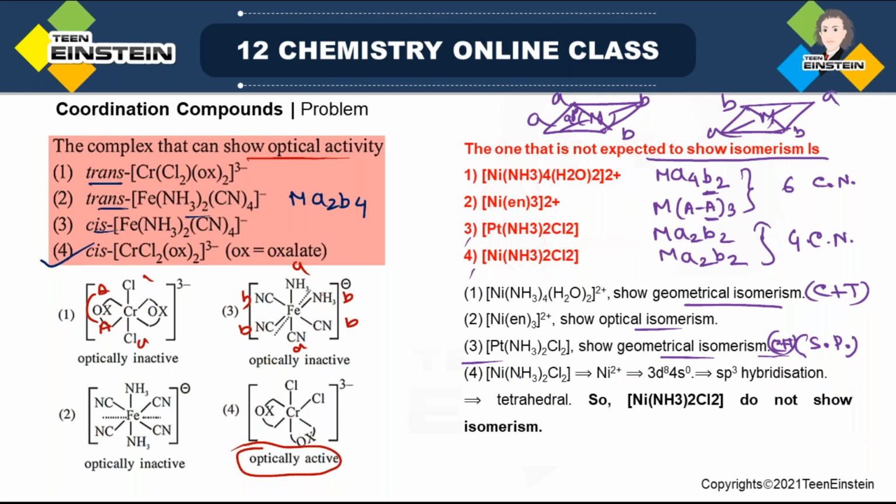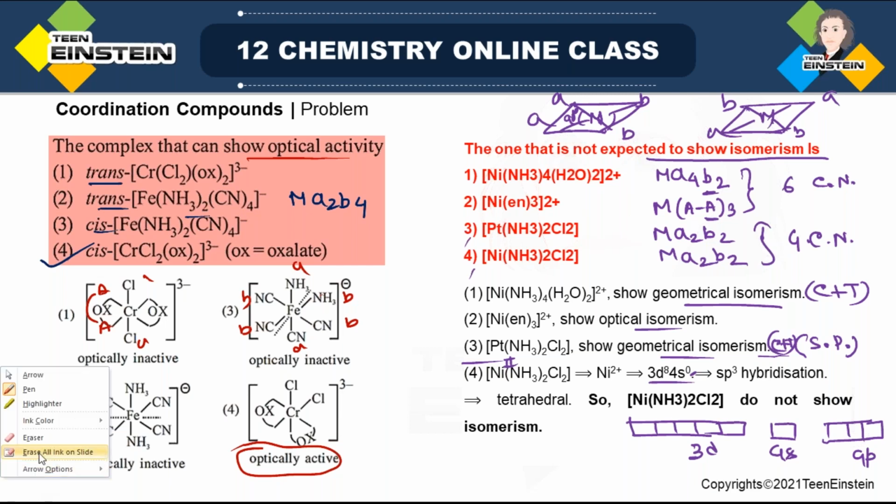The last one is tetrahedral. Here, nickel has oxidation state 2, and its configuration is, under normal condition, that is when nickel is 0, 3d8 4s2 after argon. But when it is in 2+ oxidation state, the 2 electrons from 4s are removed, and it is only 3d8. And when it is 3d8, what happens if I write 3d, then 4s, then 4p?